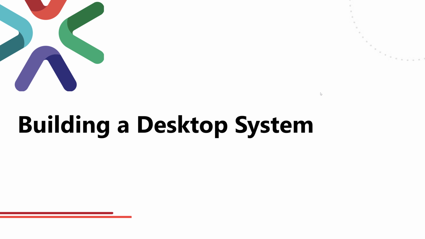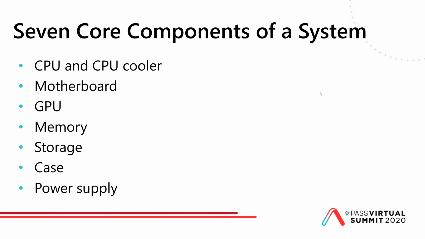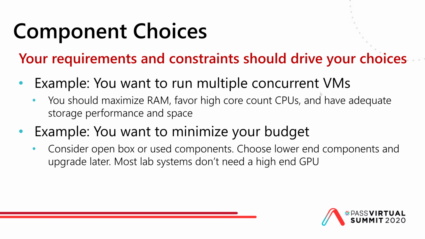All right, so actually building a desktop system, because that's what I want to focus on for the rest of this session. You've got 7 core components in the system. So that includes the CPU and CPU cooler, the motherboard, a GPU if you don't use integrated graphics, and then memory and some sort of storage, and then a case and a power supply. So those are the 7 core components that you have to think about and actually purchase to build a desktop system. Now, component choices, the requirements and constraints that we've been talking about so far should drive your choices here.